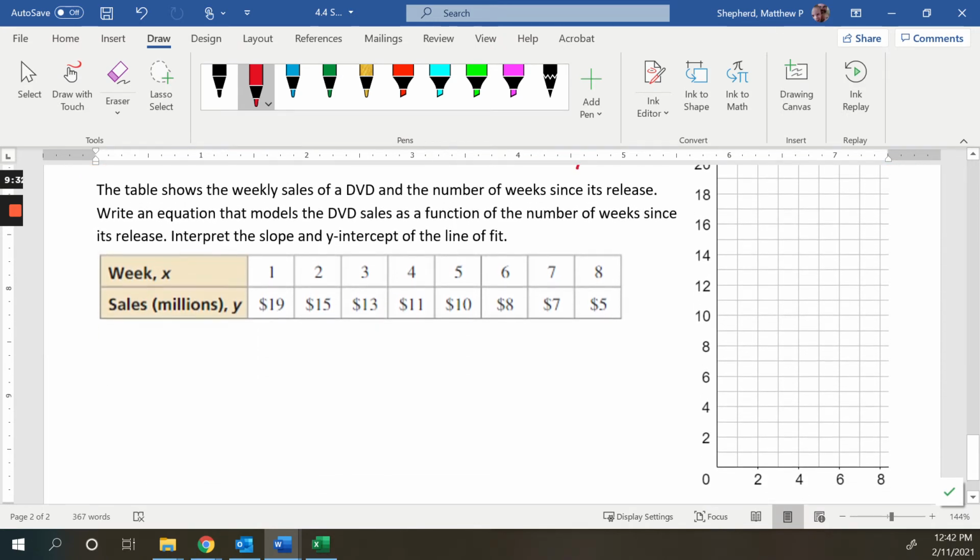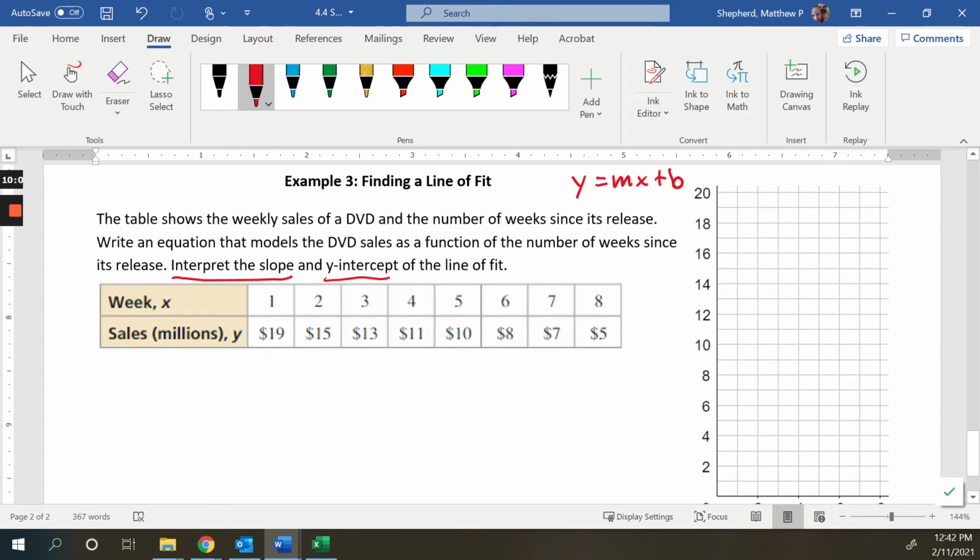All right, so this table shows the weekly sales of a DVD and the number of weeks since its release. We want to write the equation that models the DVD sales as a function of the number of weeks since its release. Then, very importantly, here's something new. We want to interpret the slope and the y-intercept of our line of fit. We want to say what the parts of the equation actually tell us about the relationship.